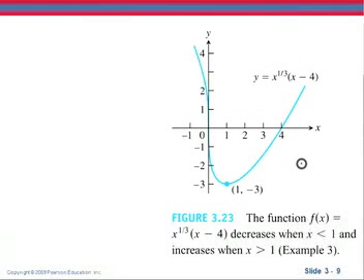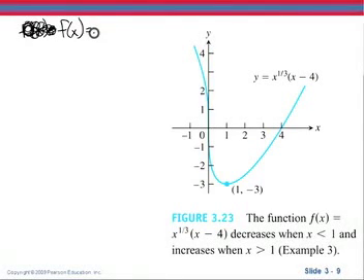Now let's look at one more example here. We see this graph, and if we want to know where it's increasing and decreasing, we need to find our first derivative. It's again a product rule. Well, let's do this first. Let's just simplify f of x.